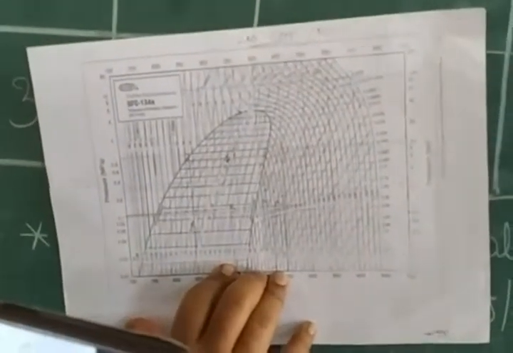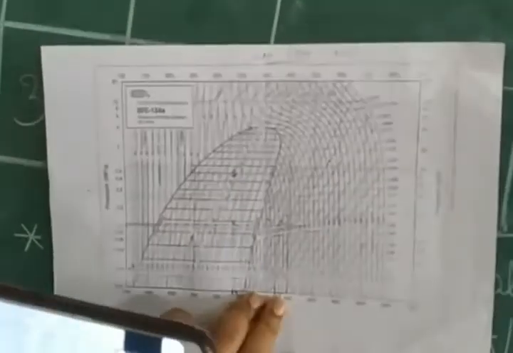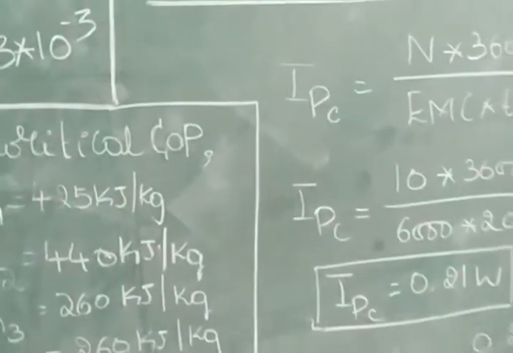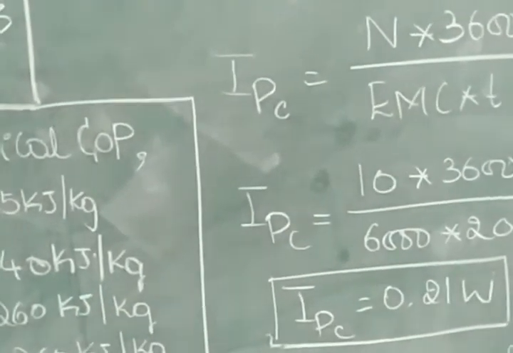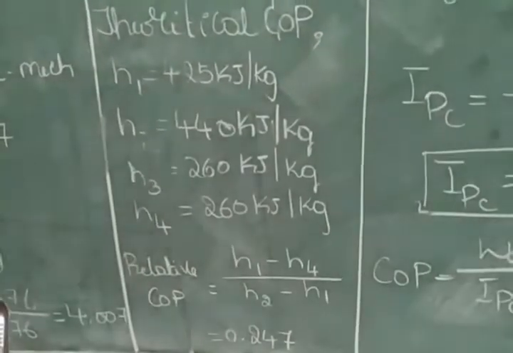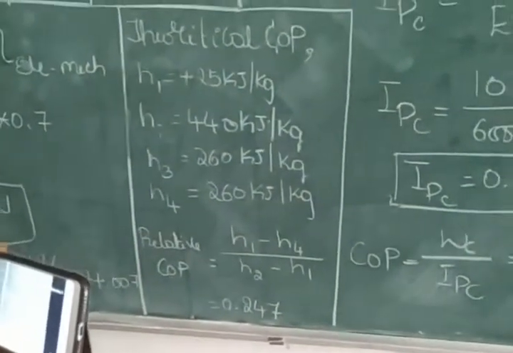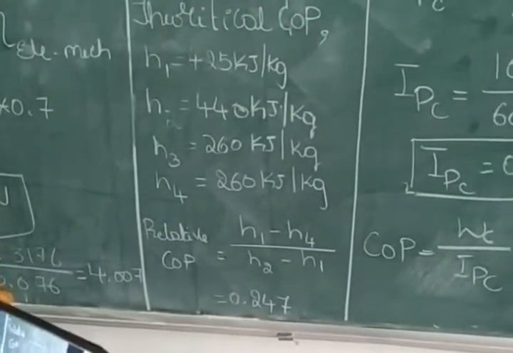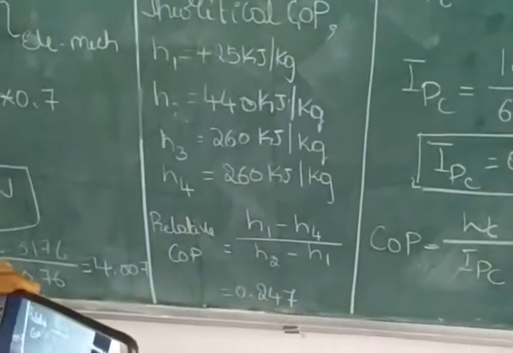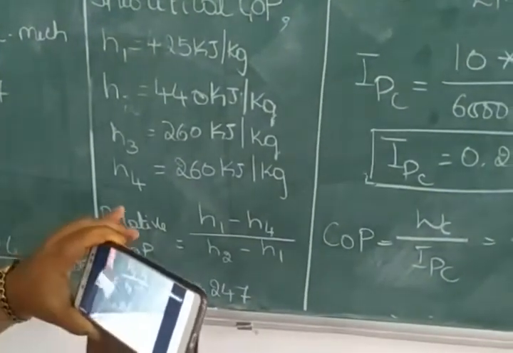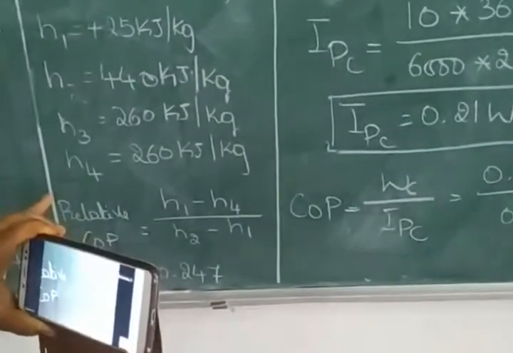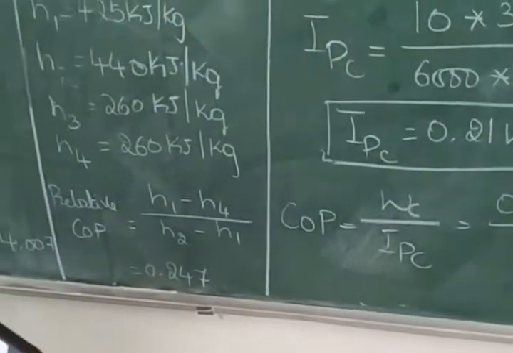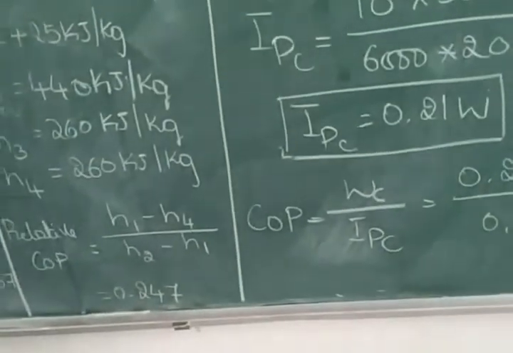H2 is P2, T2. Then H3 we don't use normally. H4 we will be using. That is P2 and T4. And if at all you require H3 for the calculation, you can get it again from P1 and T1. So theoretical COP is given by H1 minus H4 by H2 minus H1. So theoretical COP is equal to 0.247.